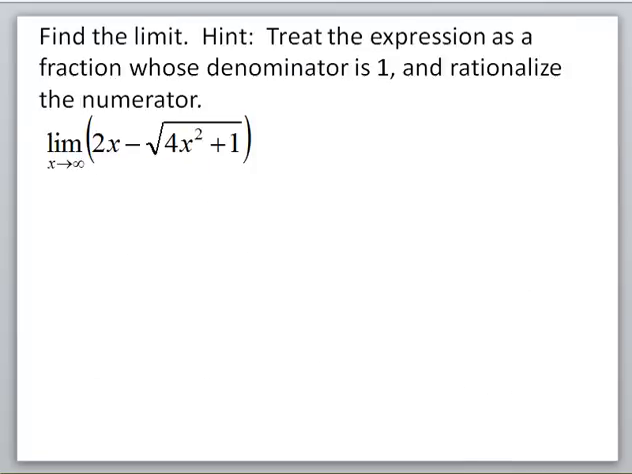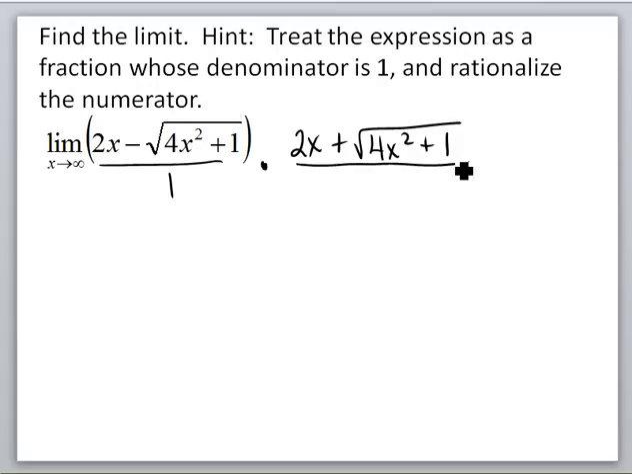In the next problem, again, I have another hint, so we want to make sure that we use the hint. And it says, express this as a denominator of 1 and then rationalize the numerator. So I will do that. So that means I'm going to be multiplying by 2x plus the square root of 4x squared plus 1 on the top. And on the bottom I have 2x plus the square root of 4x squared plus 1.